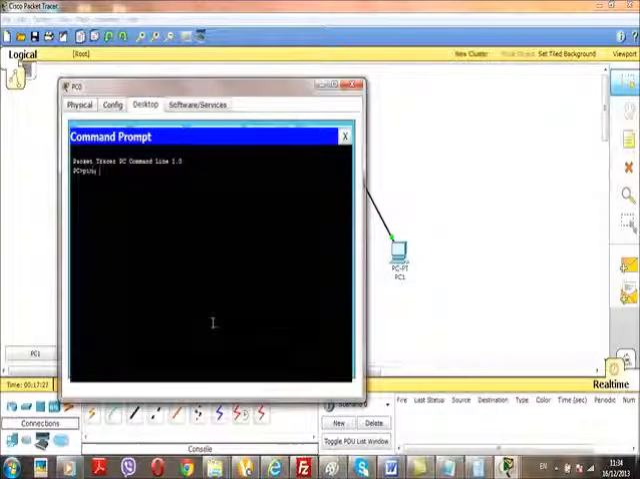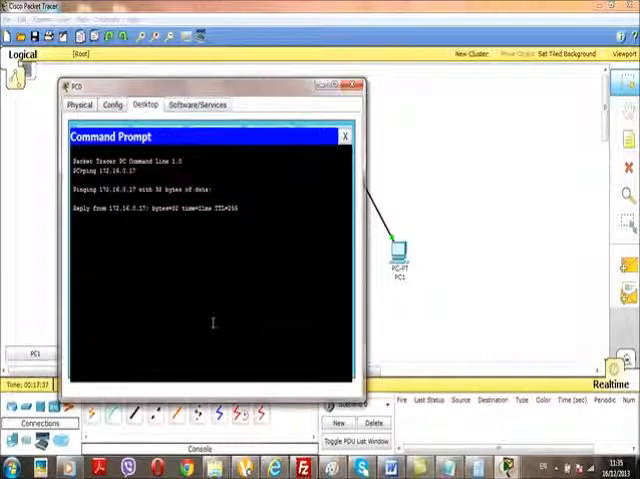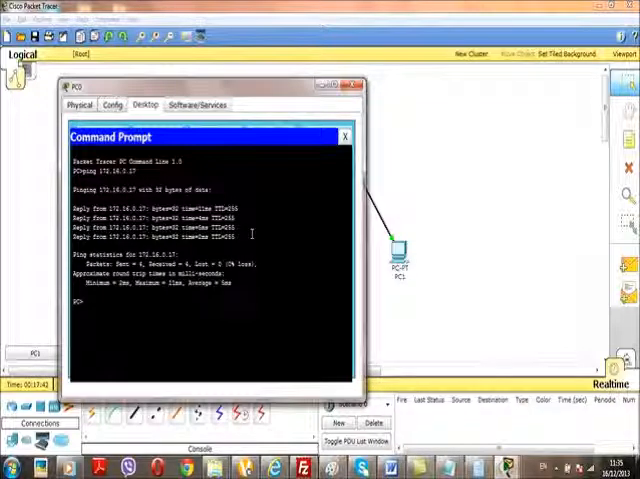So I can ping 172.16.0.17. Yeah. And we get a reply. So we know that we can ping the interface, and all my IP settings are okay. So if I've got a problem with the gateway, or I've forgotten to put the gateway in, or I put the wrong gateway in, I would have a problem. Would I? Actually, no, not at this stage.